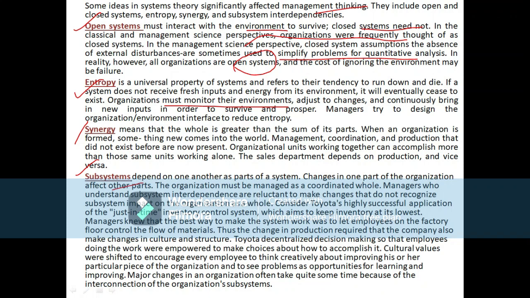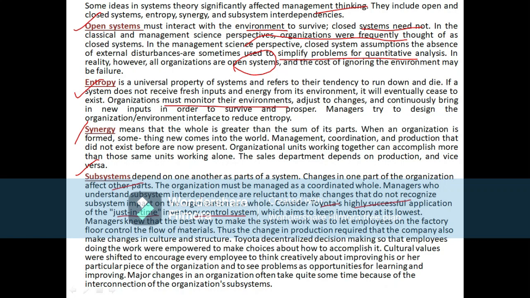If you consider Toyota, it is highly successful. Why? Because of the application of the just in time inventory control system. Just in time is a method followed in inventory systems which aims to keep inventory at its lowest. They will not maintain stock in very large capacity. After they receive an order, they will produce the product and deliver it. So just in time means they will not keep inventory, very low inventory will be maintained. That is the secret of Toyota's success with just in time.